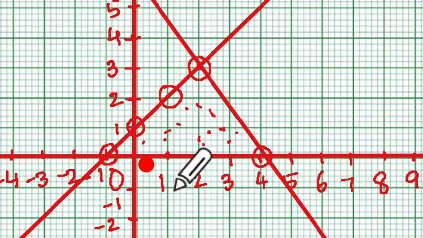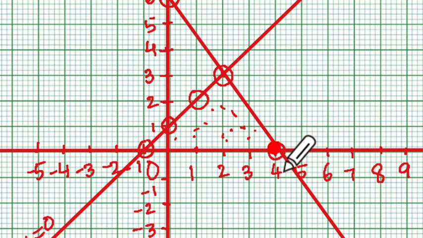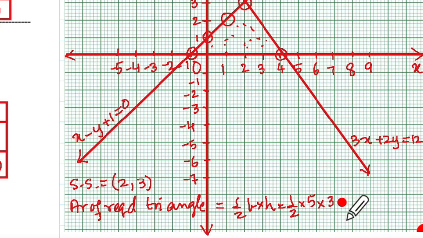Okay, so this is the base and this is the height. So you will say area of required triangle. If you do not have enough time to write the area formed by these lines and x-axis, say required triangle will be equal to half base into height. What is the base? 1, 2, 3, 4, 5 units, multiplied by what is the height? 1, 2, 3 units. So that will be 15 upon 2, that is 7.5 square units. And that is our answer.